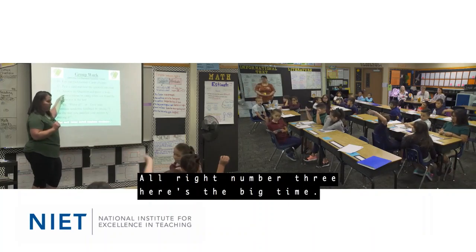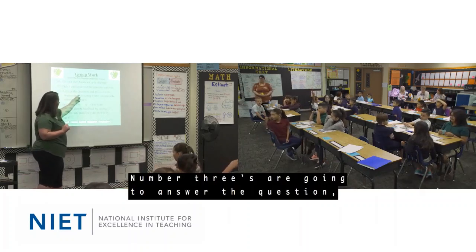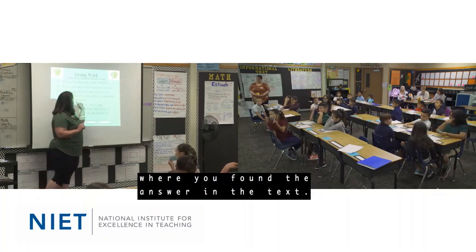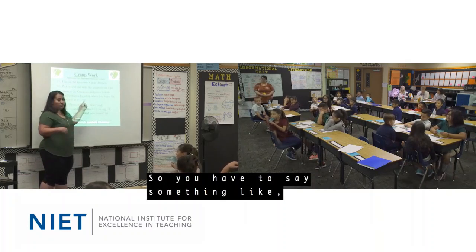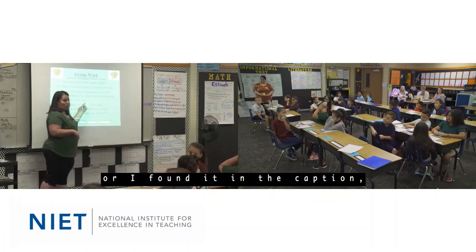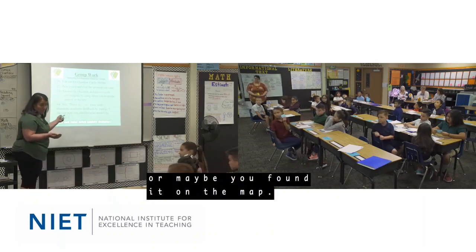All right, number three, here's the big time. Number threes are going to answer the question and prove it with text evidence by citing where you found the answer in the text. So you have to say something like, it's right here in paragraph 7, or I found it in the caption, or maybe you found it on the map.